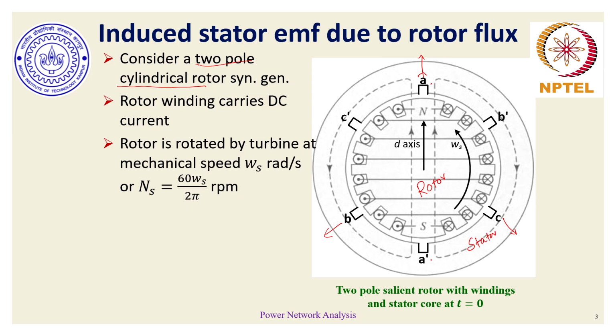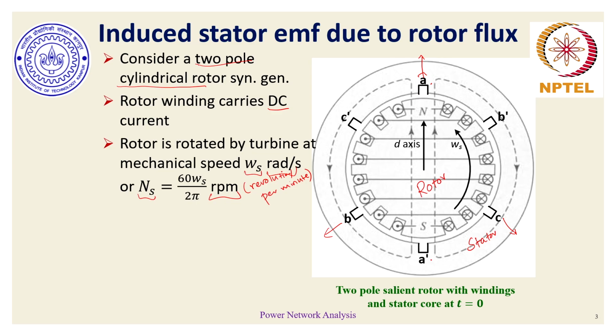We'll focus more on the rotor part here, because that's how the windings on the stator will experience some induced EMF. So what we have here is the rotor core, which is carrying rotor current, which is DC in nature, and it is being driven by a turbine for the synchronous generator. The turbine is driving this rotor at a mechanical speed of omega s radian per second, which can also be converted into synchronous speed n s in rotations or revolutions per minute. RPM is the short form of revolution per minute.